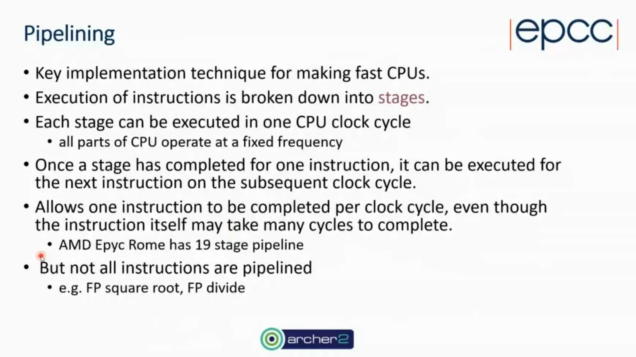The AMD EPYC Rome, so the processor we have in ARCHER2, has a 19-stage pipeline. So we have to be filling up the processor with large numbers of instructions before we get to this point where we have one instruction being completed per clock cycle. And so you can see from this, if your application changes what it's doing frequently, then you may have reduced performance because your pipelines are not always full.